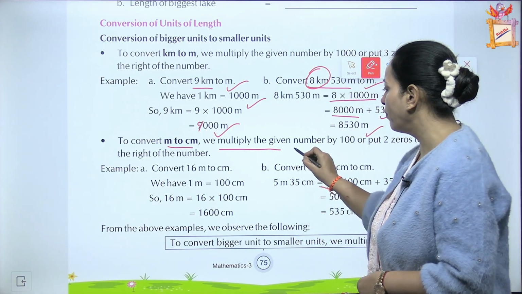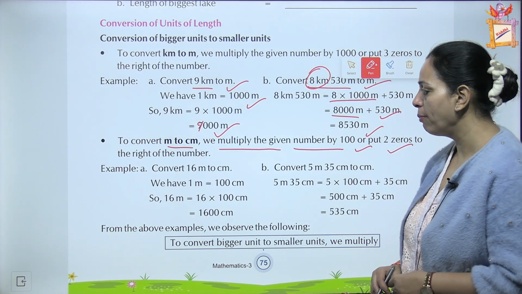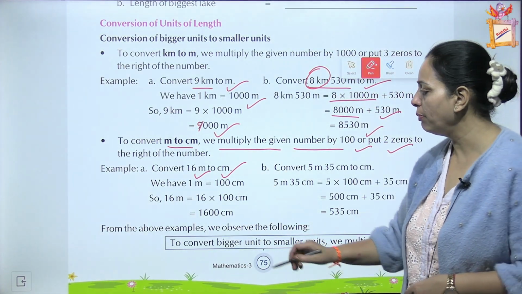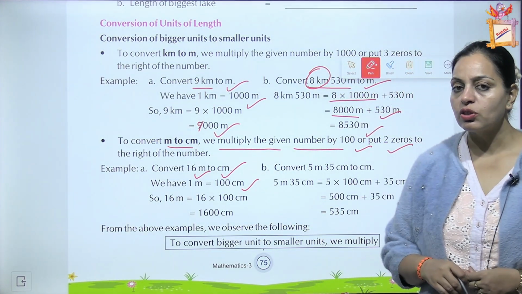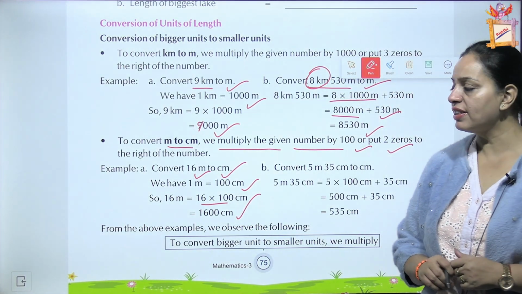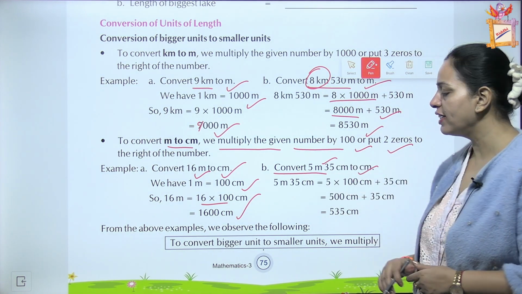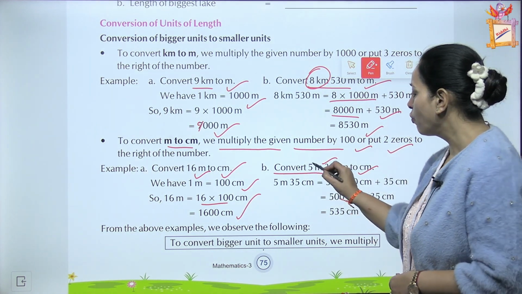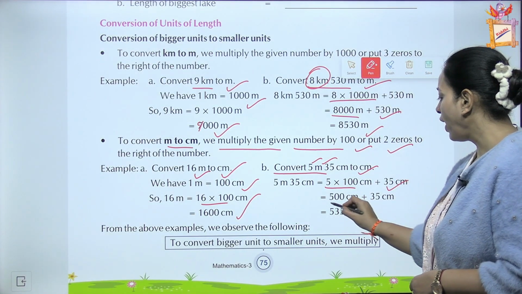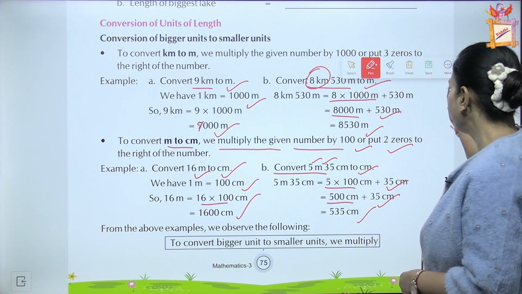Now convert meter to centimeter. We multiply the given number by 100 or put 2 zeros to the right of the number. So convert 16 meter to centimeter. We know 1 meter is 100 centimeter. So 16 meter, 16 multiply by 100, 1600 centimeter. B part, convert 5 meter 35 centimeter to centimeter. So 5 meter, 5 into 100 plus 35. So 500 plus 35, 535 centimeter.